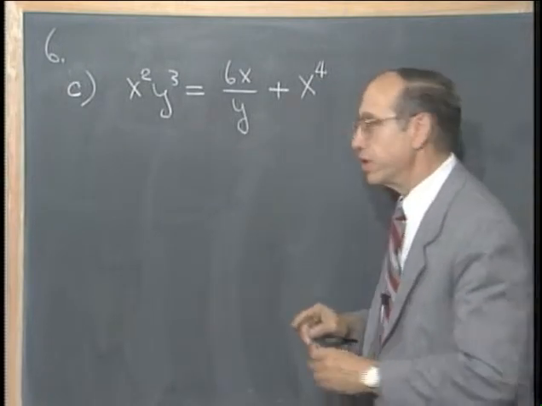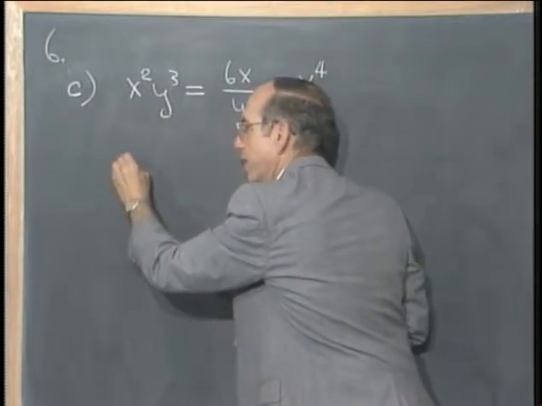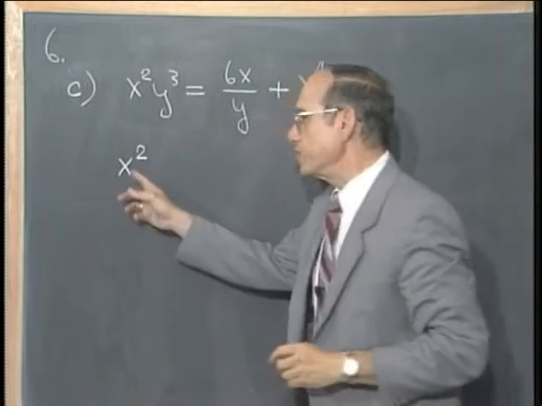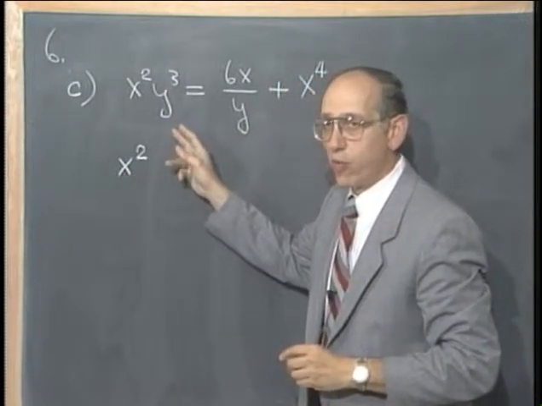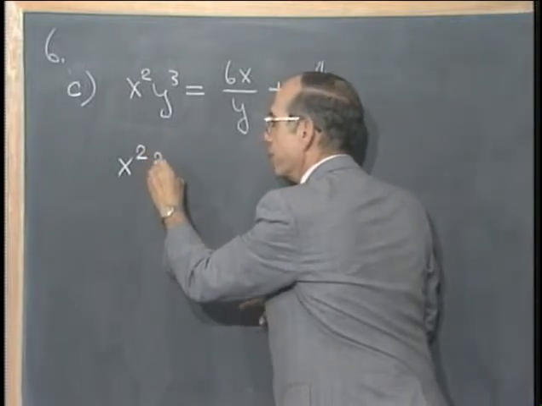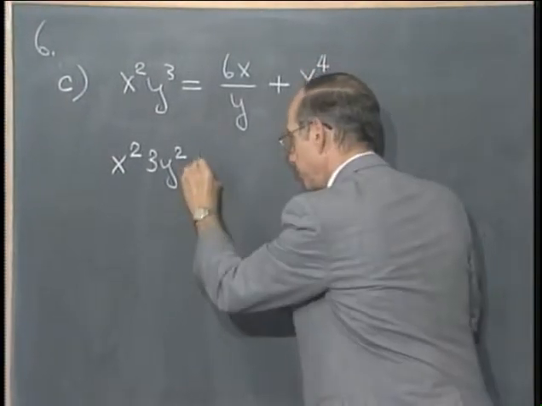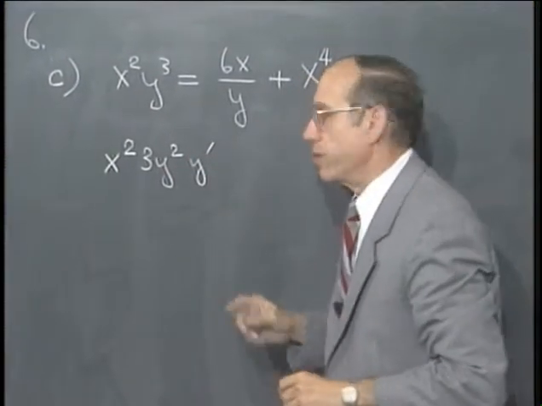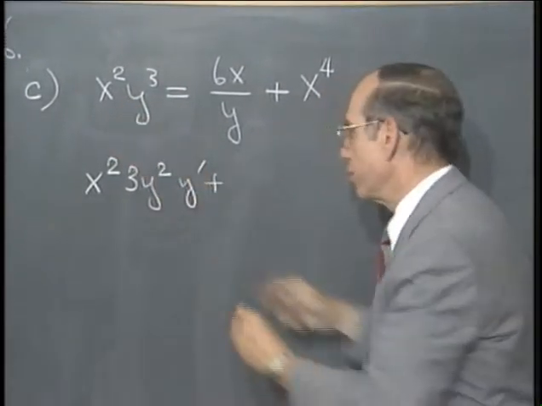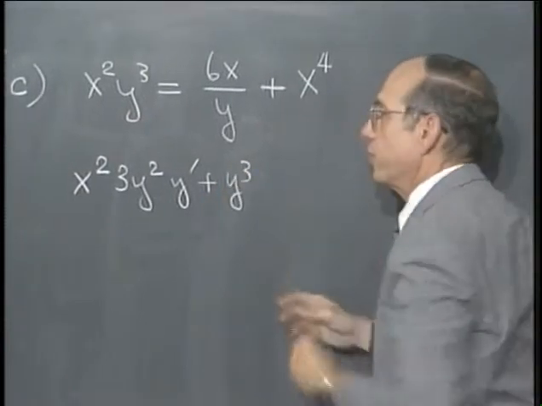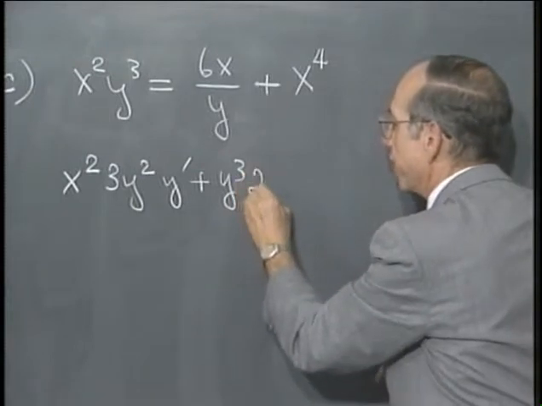for the derivative. So we start with the product, x squared times y cubed, and we get, by the product rule, the first factor, x squared, times the derivative of the second factor. The derivative of y cubed, using the chain rule, is 3y squared times y prime. That's the first half of the product rule. Plus the second factor, y cubed, times the derivative of x squared. And the derivative of x squared is easy. That's 2x.